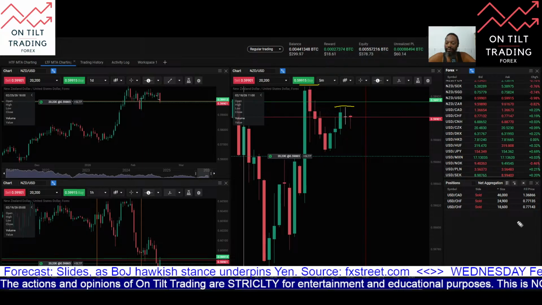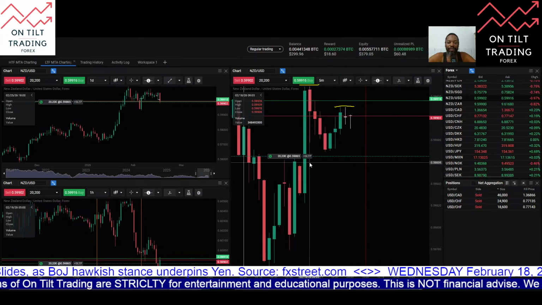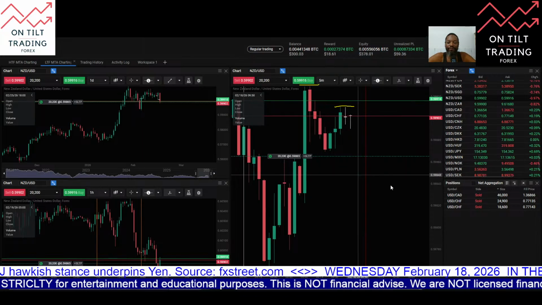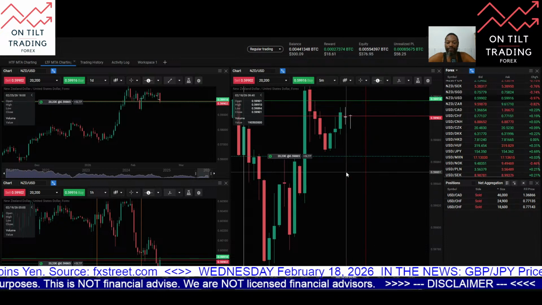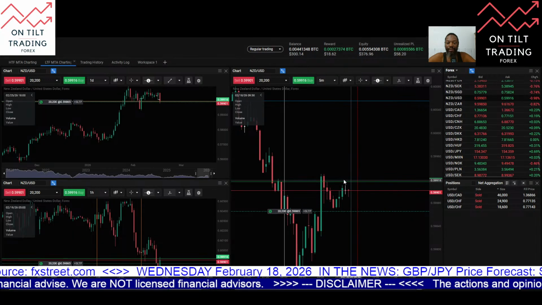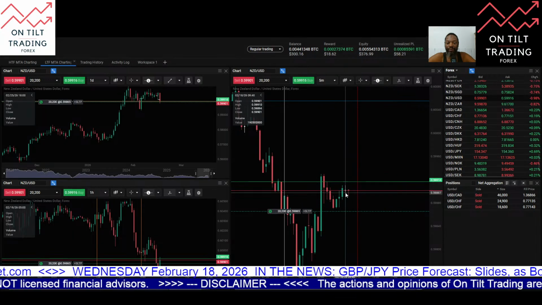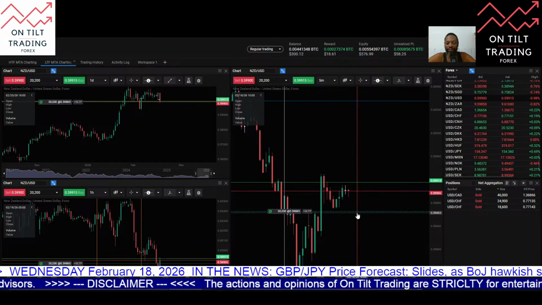So seeing two target areas in price where you have equal highs. Anticipate price wanting to target that either in the current state or after pulling back.